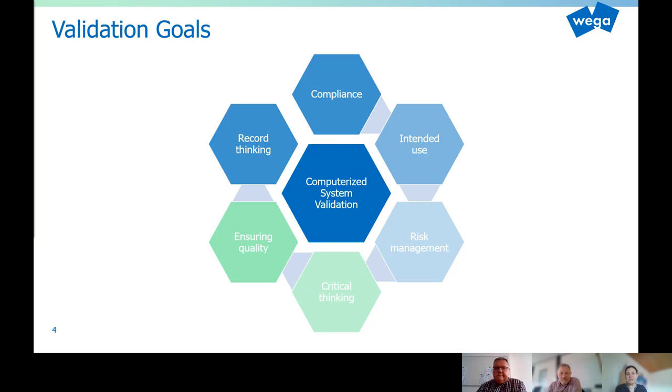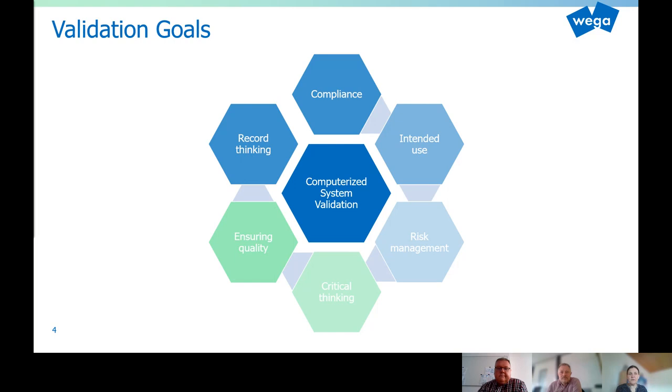Additionally to the widely established GAMP 5 risk-based approach, CSA, Computer Software Assurance, is a strategic position that FDA plans to develop to change requirements on how validation of a computerized system or computer software shall be performed in future. CSA is right now a plan and not a released guideline. However, I'd like to mention two aspects of CSA, critical thinking and ensuring quality.